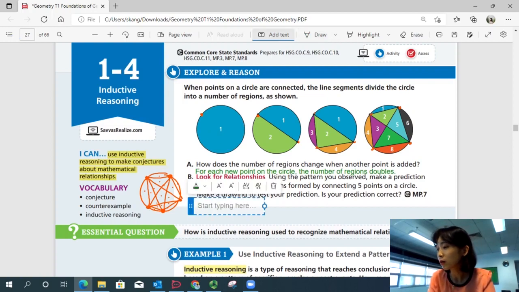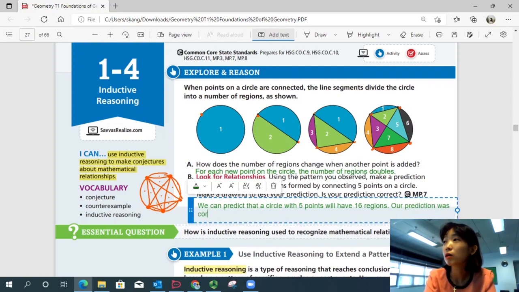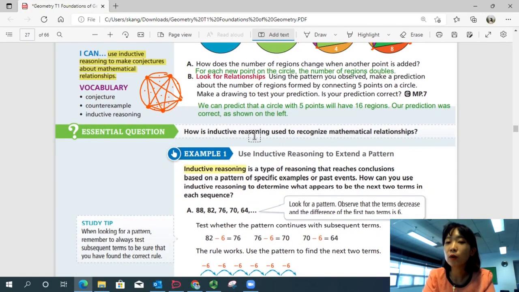So yes, we can predict that a circle with 5 points will have 16 regions. And our prediction was correct, as shown on the left. So think about this essential question. How is inductive reasoning used to recognize mathematical relationships?